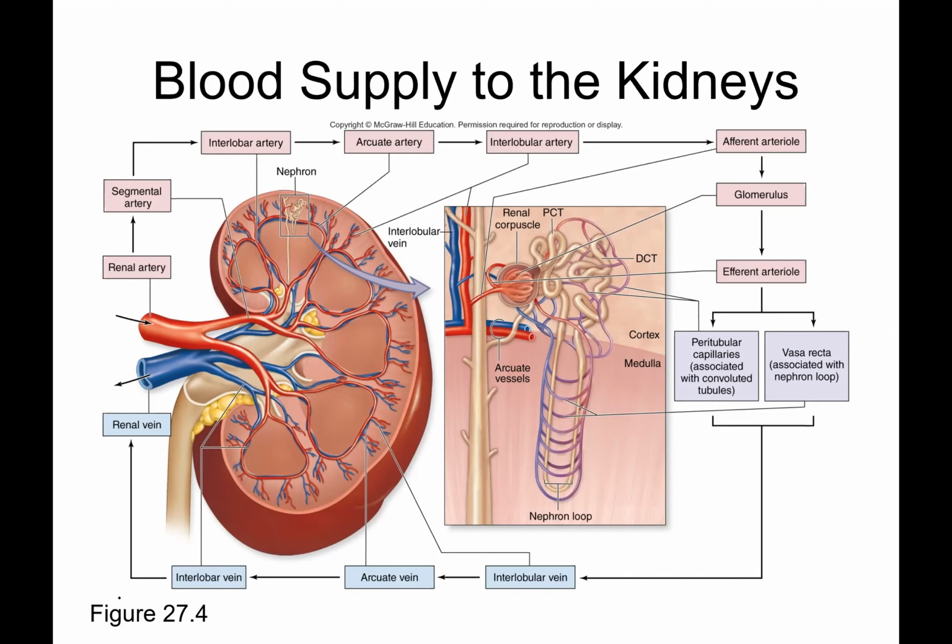So when you take the nephron and you zoom into it, the components to know as far as gross anatomy, you have the renal corpuscle. And the renal corpuscle is made of Bowman's capsule and the glomerulus.